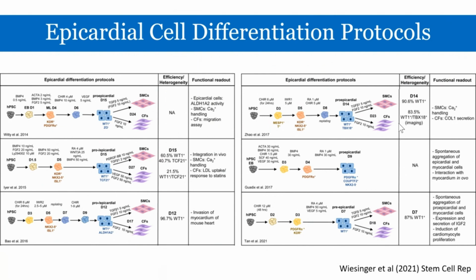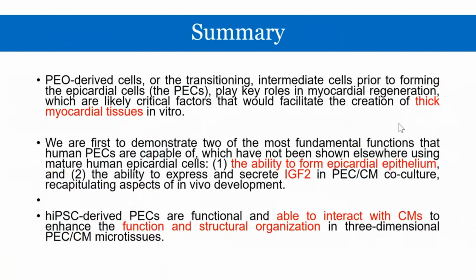And we are also the first to demonstrate that these cells we produce are able to secrete IGF-2, induce cardiomyocyte proliferation, aggregate cardiomyocytes, and work together with the cardiomyocytes in single co-cultures. So in summary, the pre-epicardial organ-derived cells, or the transition intermediate cells prior to forming the epicardial cell, have a very significant role in myocardial regeneration, and are likely the critical factor that will facilitate the creation of thick myocardial tissue. This is one of the challenges that the community would like to overcome, where we can have more vascularized tissues that are able to give significant contraction forces upon implantation to any myocardial infarction patients.